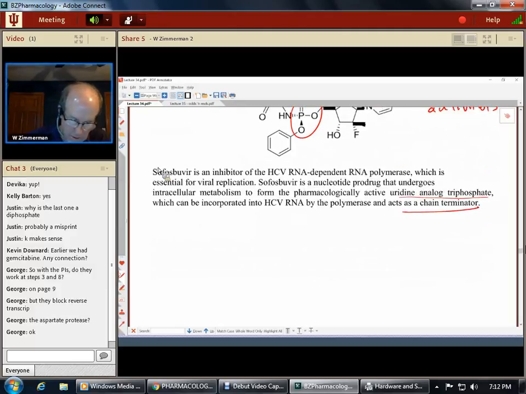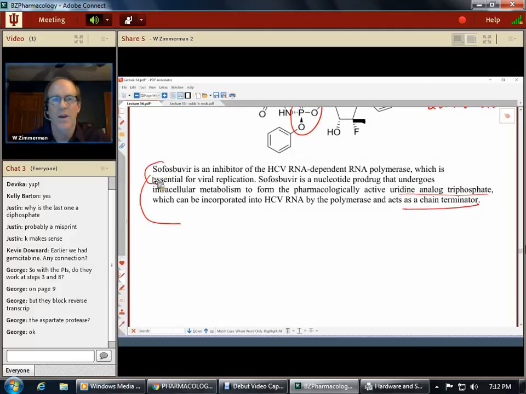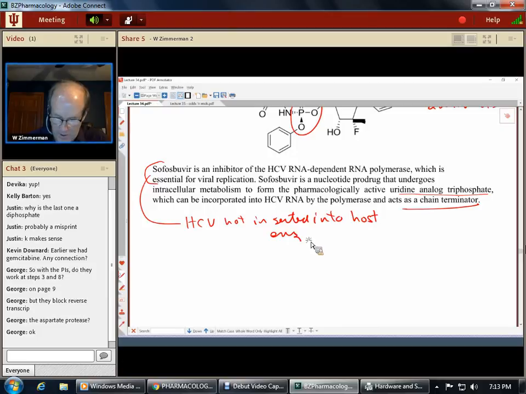Another key along those lines is with the hep C virus. The hep C virus is not inserted into the host enzyme. And therefore, we have some pretty good selectivity.